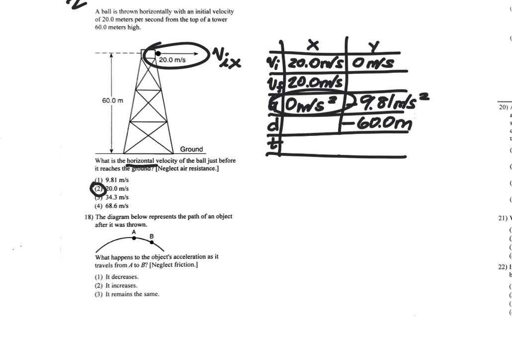Then number 18, we have another projectile. This one's up at an angle, but it's pretty basic. It's asking about the acceleration for any projectile. That acceleration is downward at negative 9.81 meters per second squared. So what's true about the acceleration of any projectile? It remains the same, so that's choice 3.